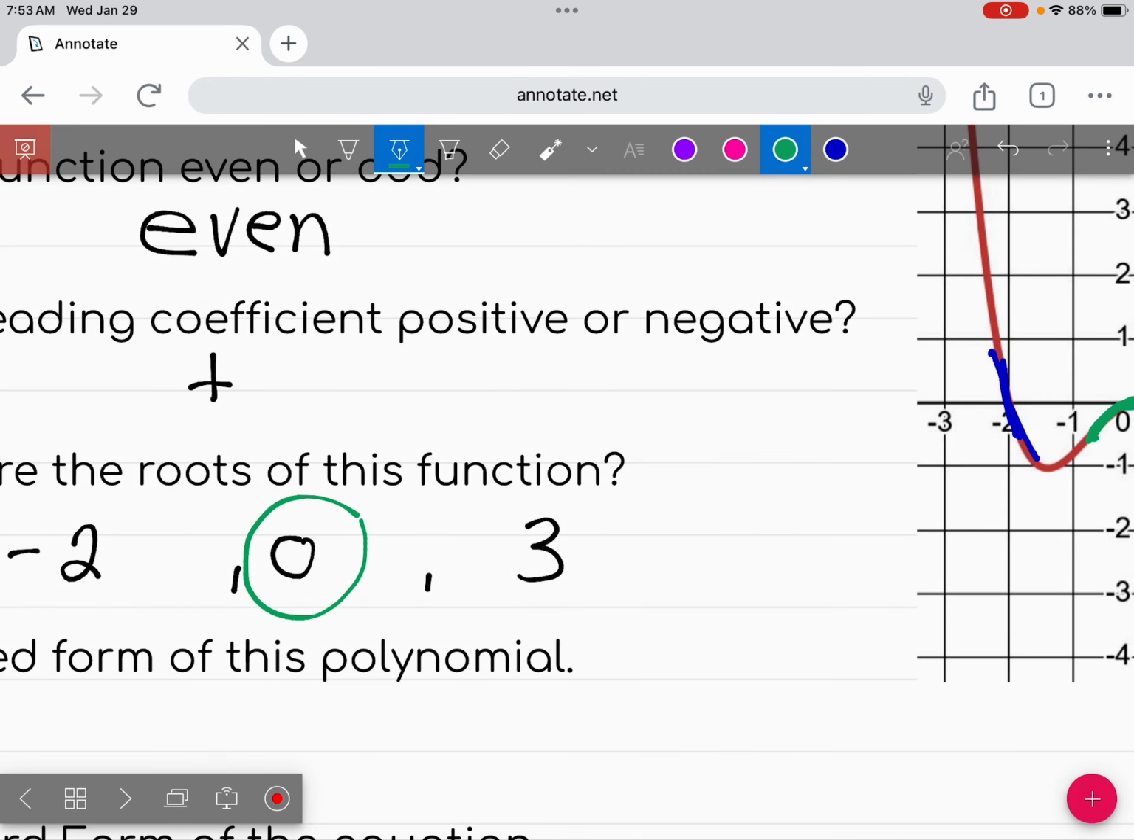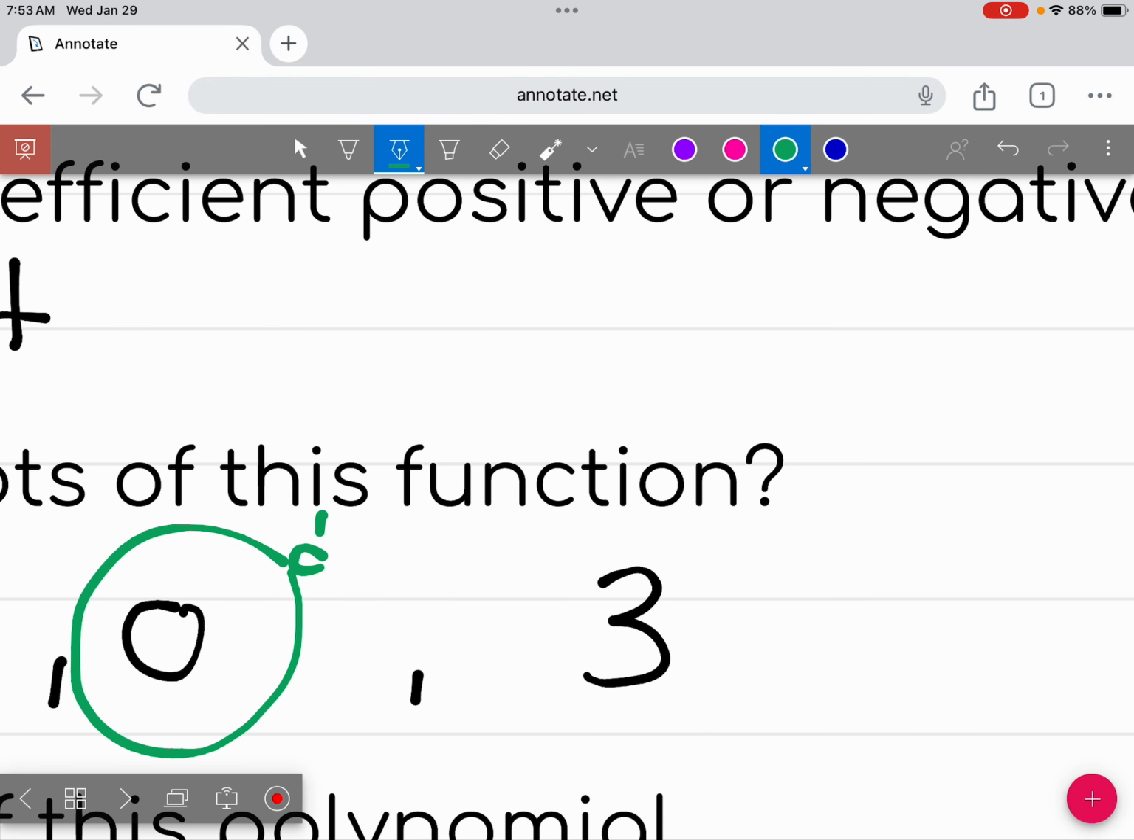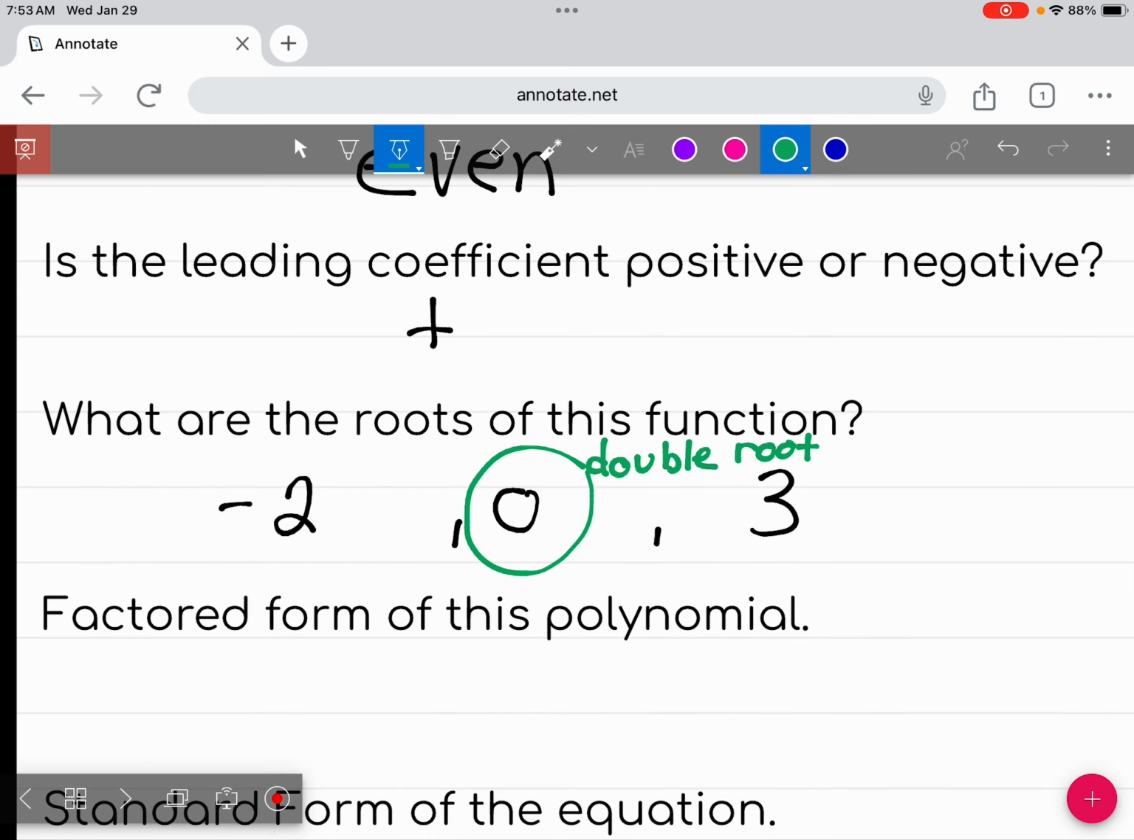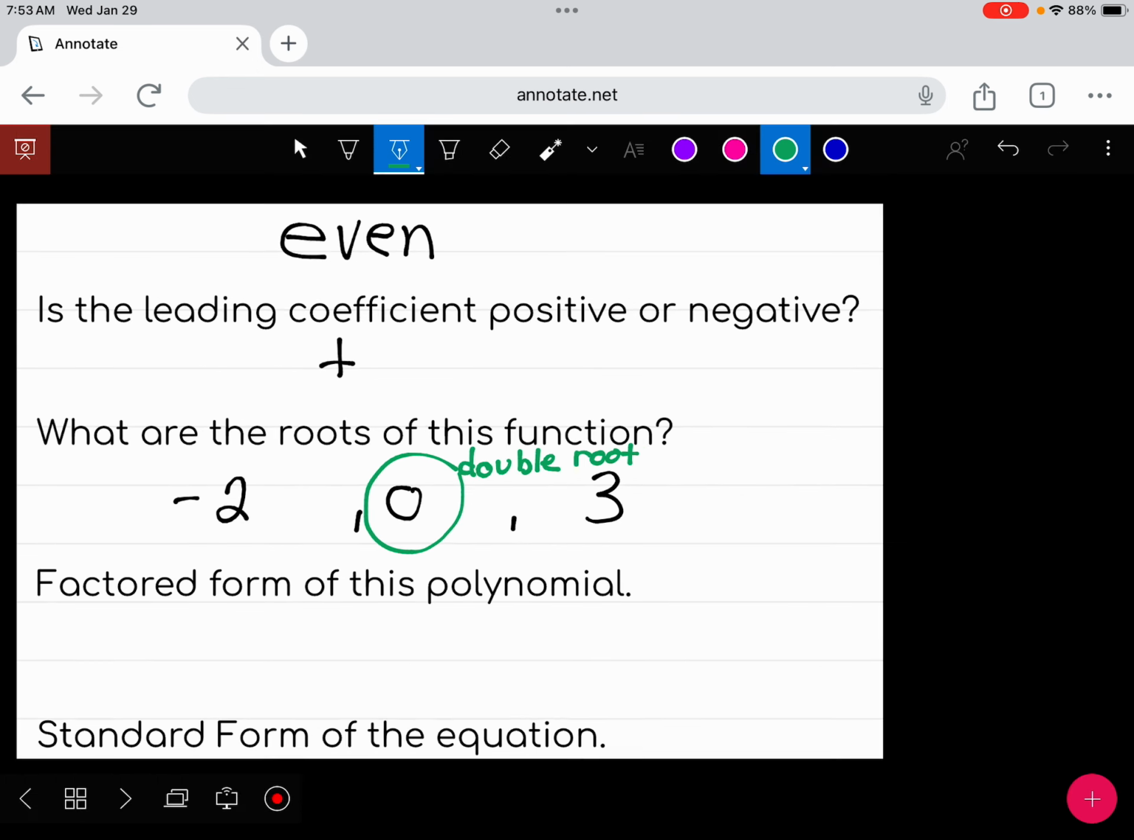I am going to make this so you don't have to zoom in every time I zoom in to make my handwriting better. This is called a double root. And all that means is when we put it in factored form, we need to have it twice. But you can either write it out twice or you can just square it.